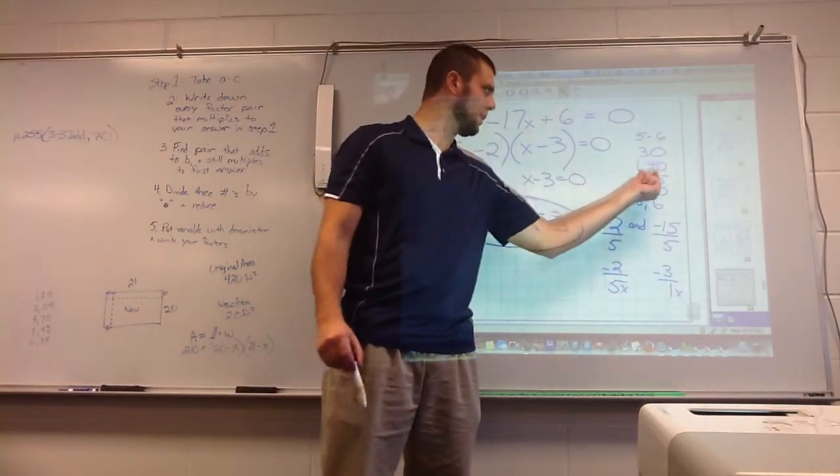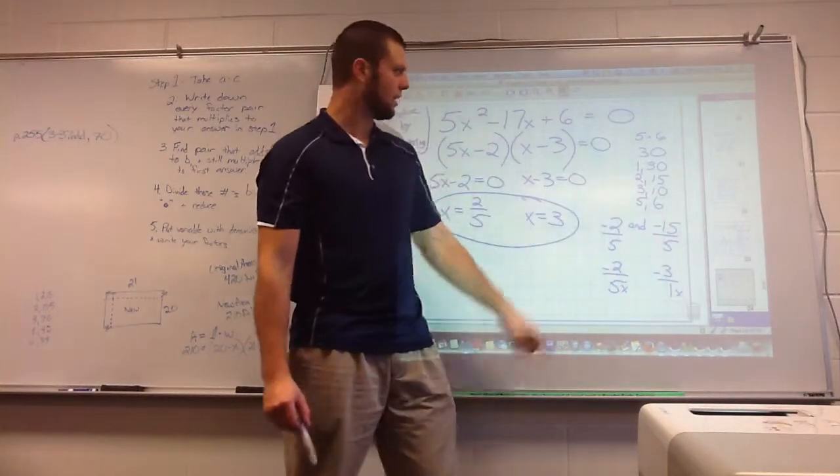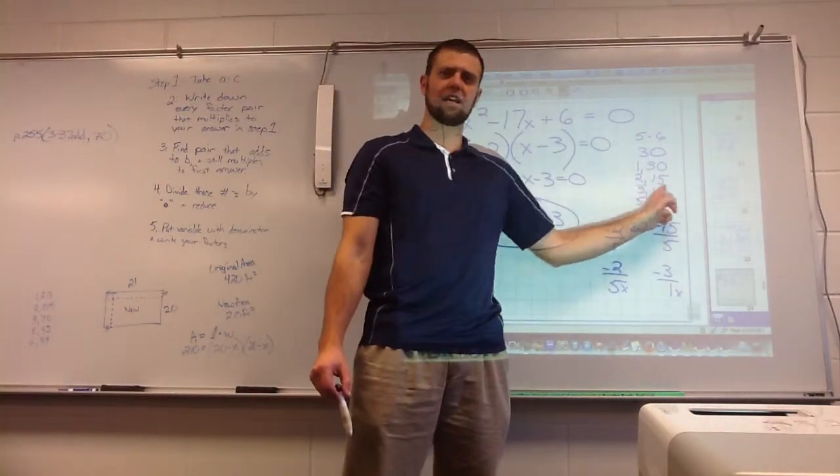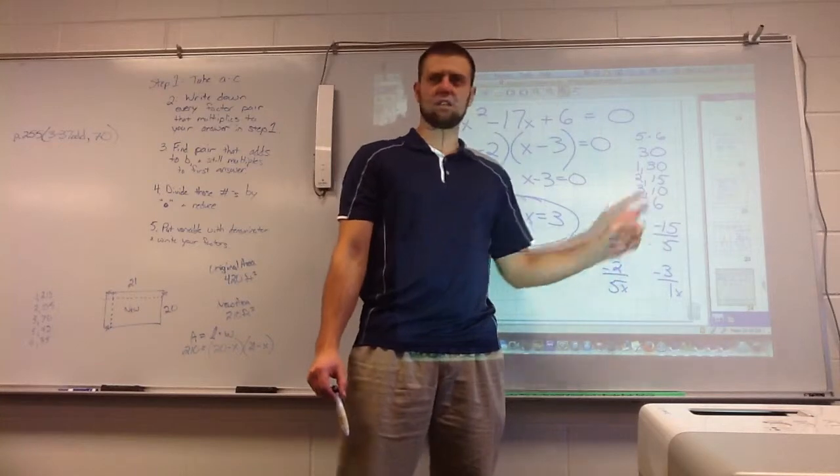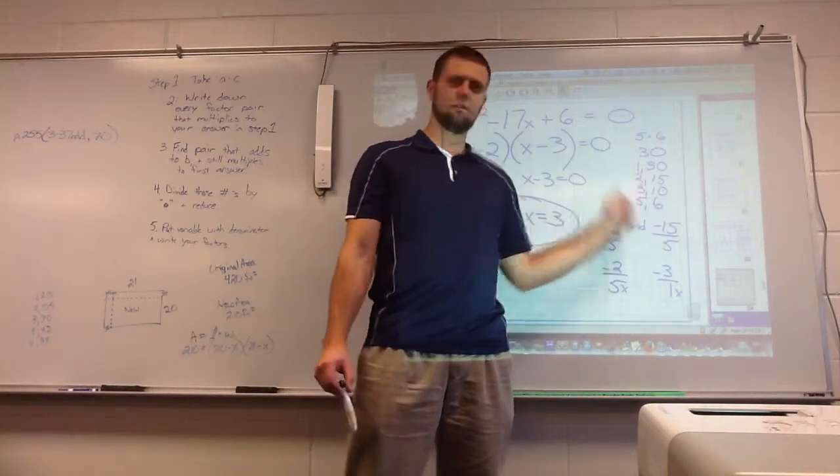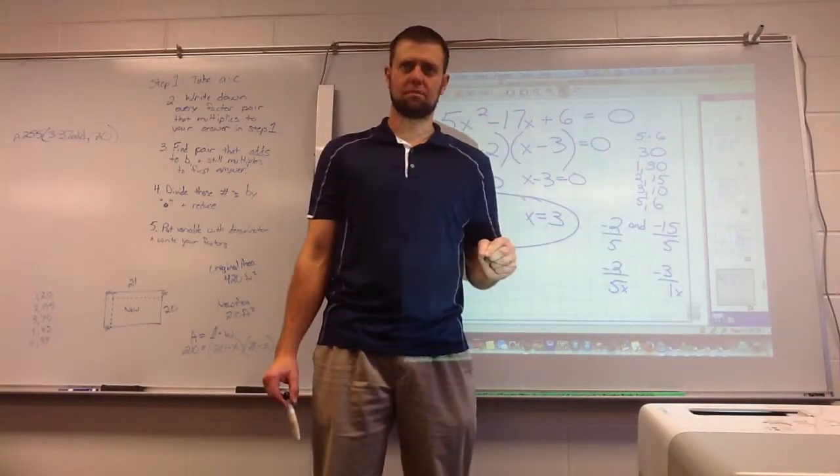That's your job in step 3: figure out which of these pairs of numbers could add to a negative 17. Can a 3 and a 10 add to make negative 17? No. How about a 5 and a 6? No. The only one that's possible is the 15 and the 2, and you make them both negative. All right, is that all right?